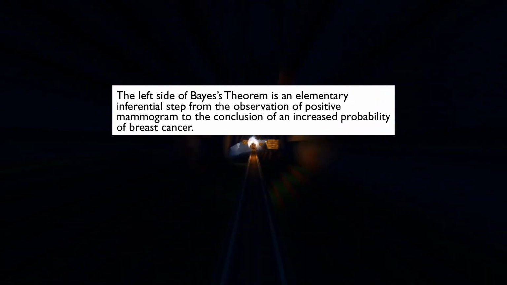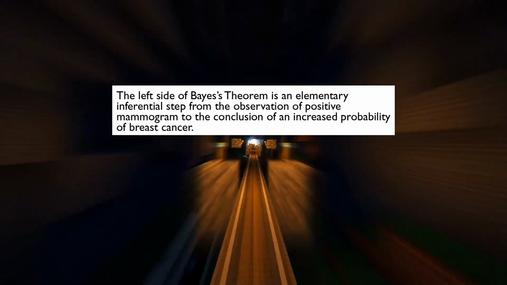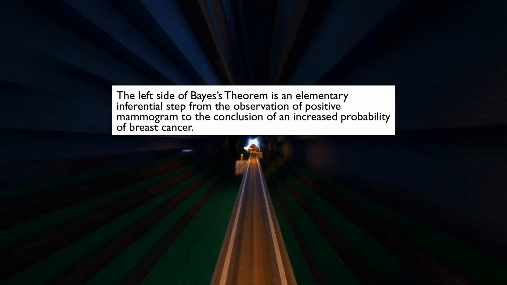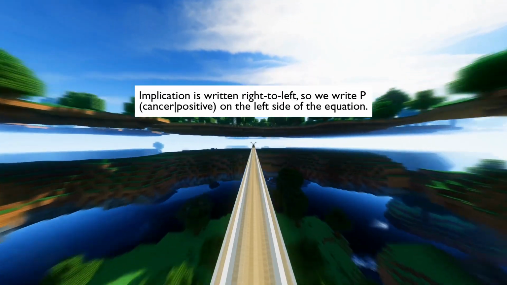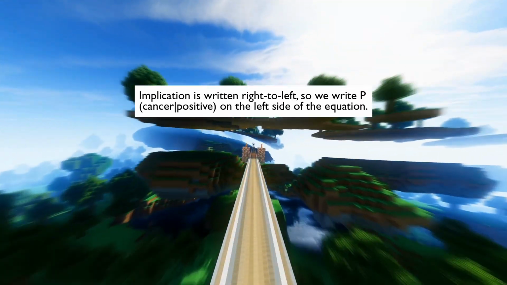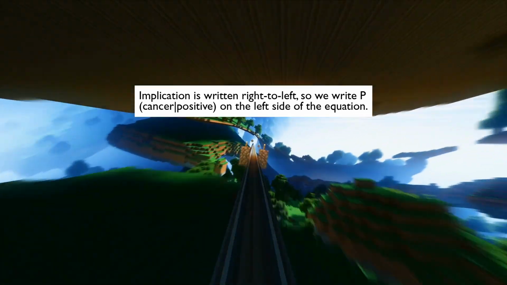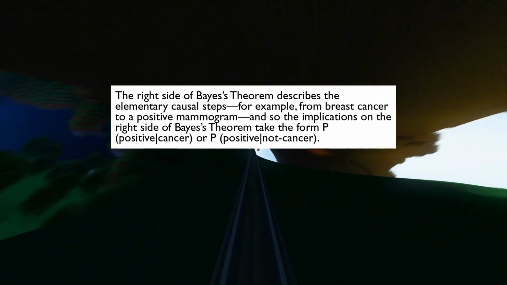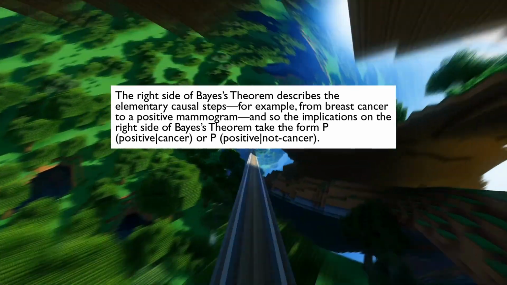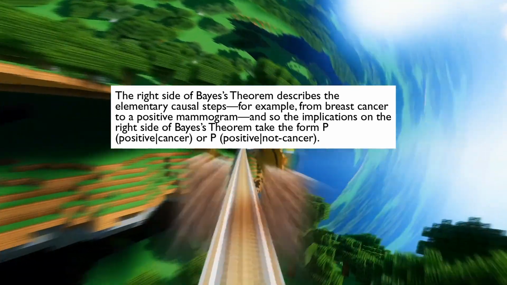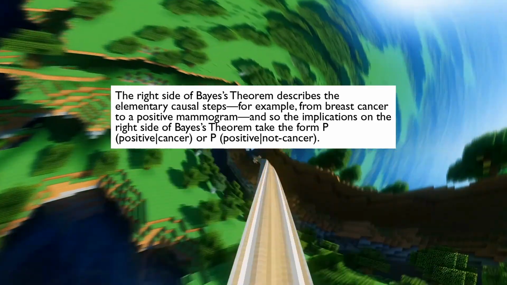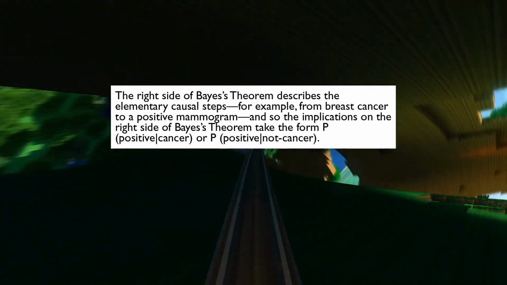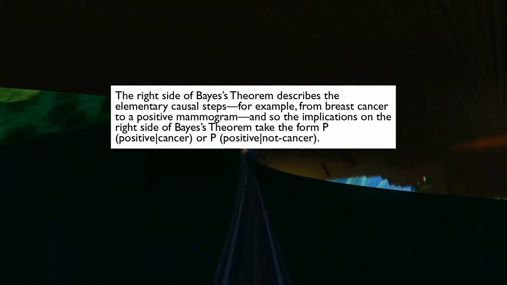The left side of Bayes' theorem is an elementary inferential step from the observation of positive mammogram to the conclusion of an increased probability of breast cancer. Implication is written right to left, so we write P(cancer given positive) on the left side of the equation. The right side of Bayes' theorem describes the elementary causal steps, for example, from breast cancer to a positive mammogram, and so the implications on the right side take the form P(positive given cancer) or P(positive given not cancer). And that's Bayes' theorem.